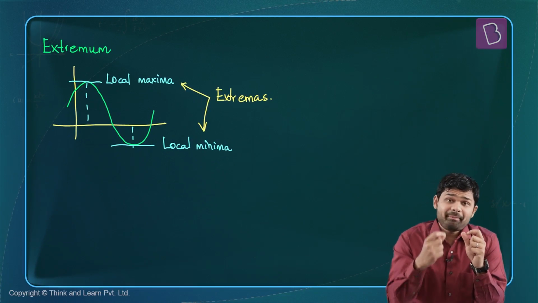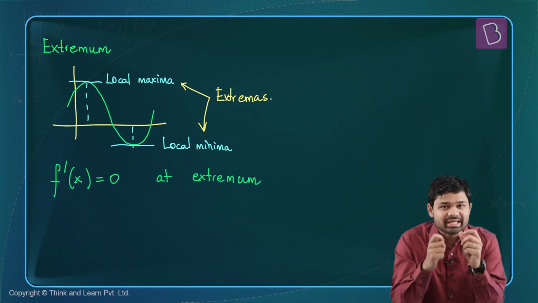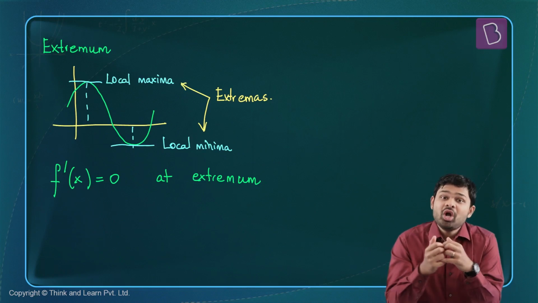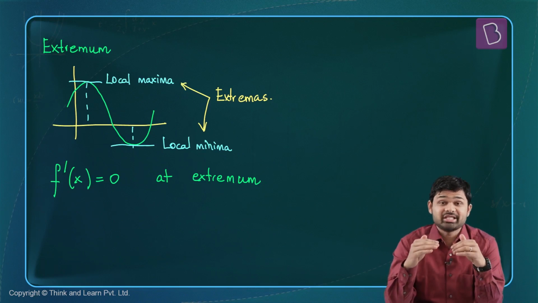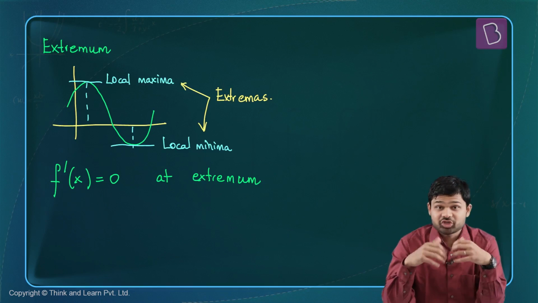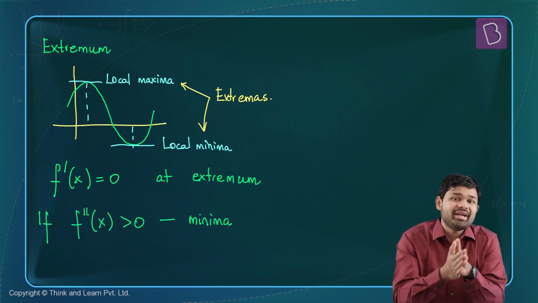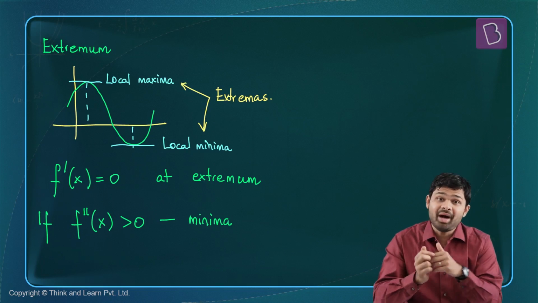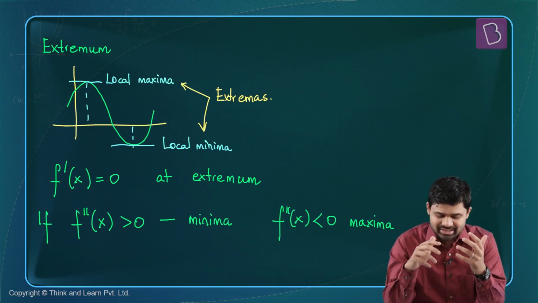So when you apply the algorithm of f dash of x equal to 0, you find out these critical points where the nature of the curve changes. But we still don't know what exactly is happening at those critical points, whether it is a local maxima or a local minima. And this is where the concept of extrema comes into the picture, and we look at the second derivative. If the second derivative is positive, this means that we have hit a local minima, and if the second derivative is negative, this means that we have hit a local maxima.